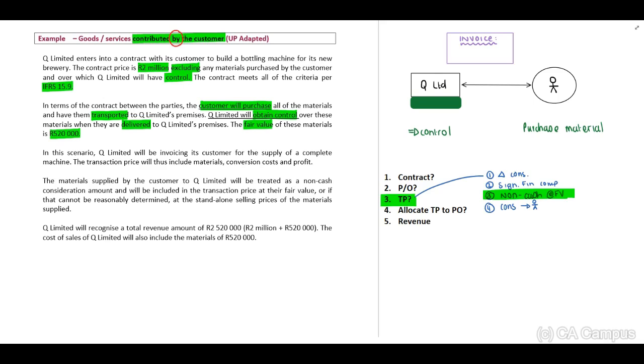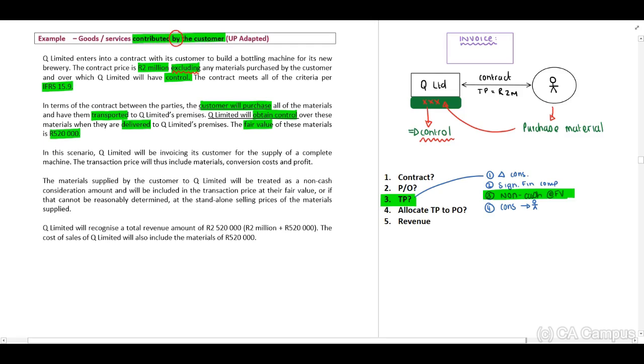Now, my recommendation, if there is a scenario that you are struggling to identify within your principles, include a picture to ensure that you understand the flow of the transaction. We know that there is a contract between these two entities, and they've indicated to us the transaction price of our contract is 2 million. But important that this exclude the material purchased by the customer. They indicate to us that our customer will purchase the material, and this will be delivered to the premises of Q Limited, and Q Limited will obtain control of these materials.